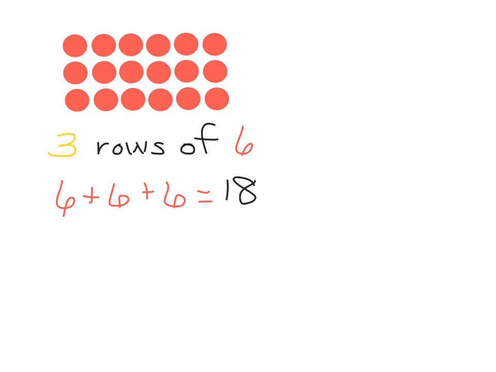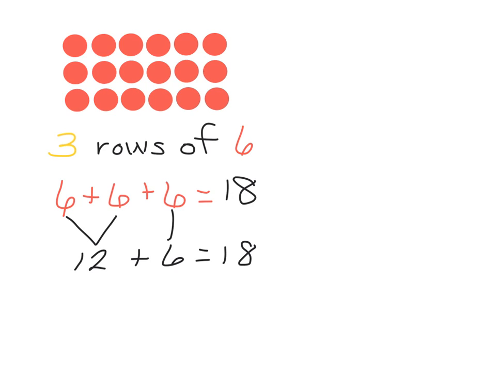Or if you don't know how to skip count by 6, we can use different strategies, which we learned already, to add number sentences that have 3 add-ins. We could do 6 plus 6, which is a doubles fact. That would be 12, plus the remaining 6. 12 plus 6, we can count on. That would be 12, and 6 would give us the same answer of 18.